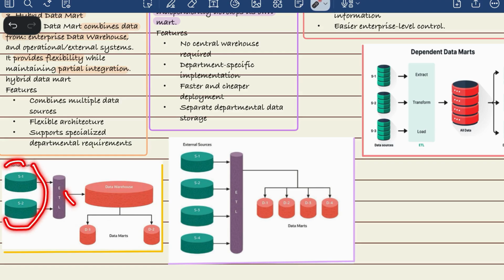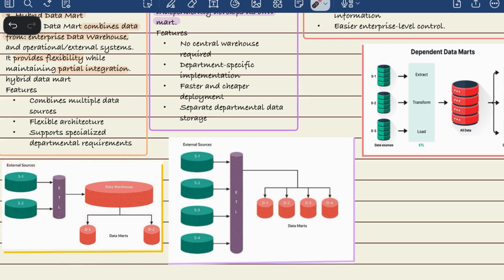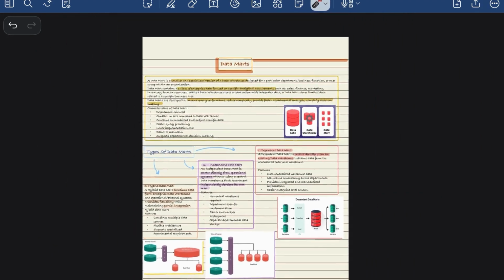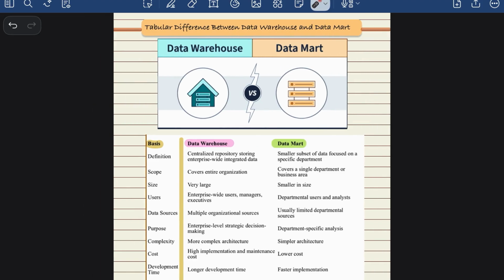And you are combining these two and creating your own personalized data mart. All right, so what happens, it gives the department ultimate analytic flexibility. You're getting data from two types of sources and storing it in your own data mart. So imagine your analytics would be next level. So these are the three types of data mart that you should know. Then we'll discuss the tabular difference that exists between the data warehouse and the data mart.